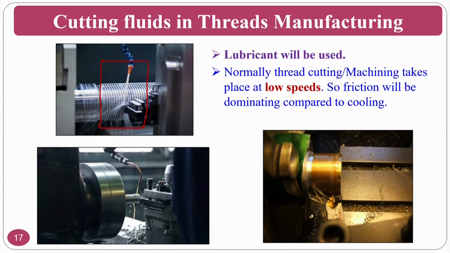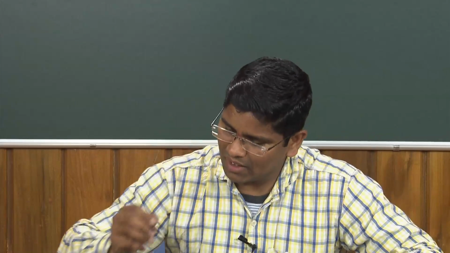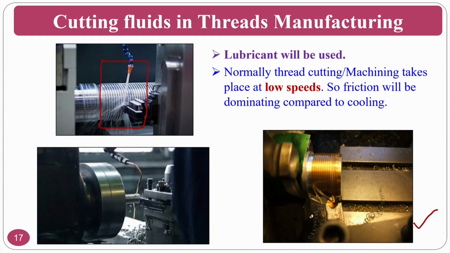But the thing is, if the speed is too low, what will happen? Friction is the major factor. So friction can be countered by the lubrication action. That is why you normally prefer the lubrication action, that means less water or without water type of cutting fluids will be used in the thread cutting process.